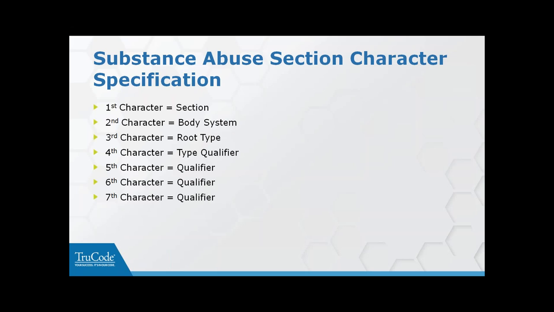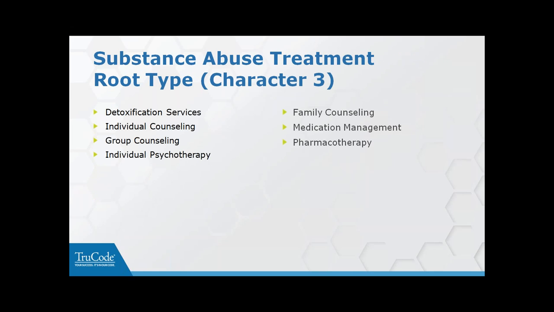And you can see there again, the first character is a section, and that's typically going to be the H for the substance abuse. The second character is the body system, not really much specific there. The root type is the third one. That's really where most of our choices are. And then the same thing, fourth is the type qualifier, and then fifth, sixth, and seventh is going to be mostly Z's right now because there's no breakdowns, there's no other choices yet.